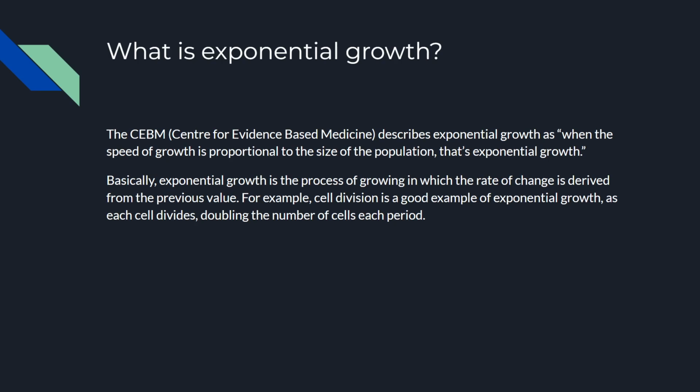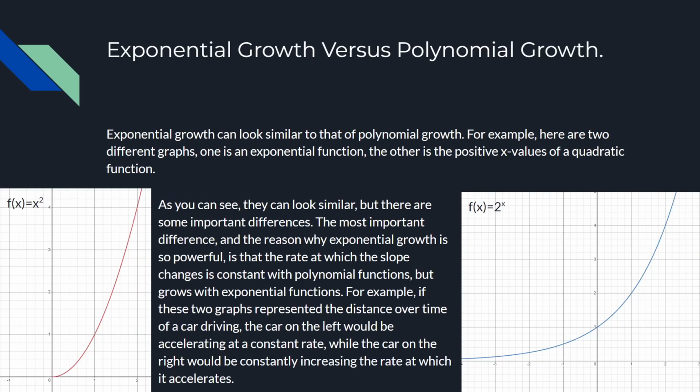So for example, cell division is a good example of exponential growth because as each cell divides, it doubles the number of cells each period, right? So, comparing this to polynomial growth, they can look similar, but there are some core differences. Over here we have x squared, but just the positive x values, because this is half of a parabola. And over here we have 2 to the x.